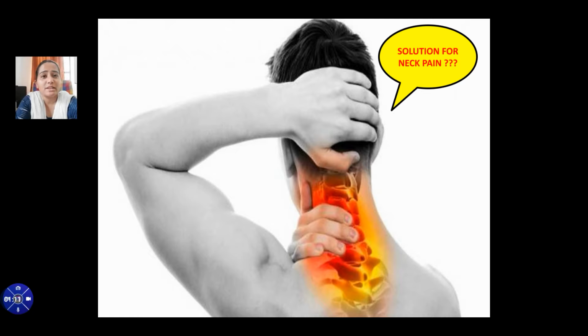But the question is, which method of physiotherapy assessment and treatment is the most accurate and most effective, and gives us quick results? Because all patients expect to get pain relief as soon as possible, and they don't even want recurrence of the neck pain. So what is the solution for neck pain?